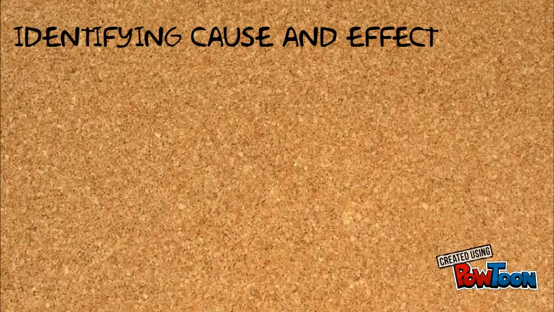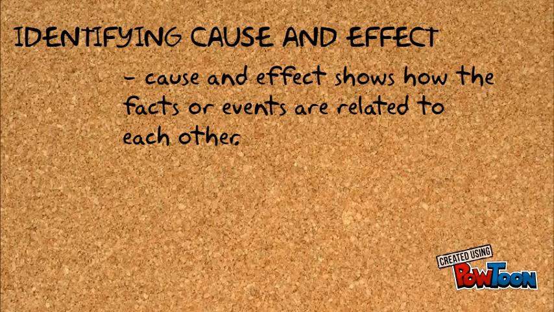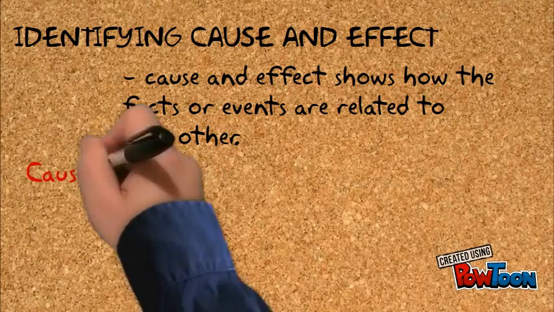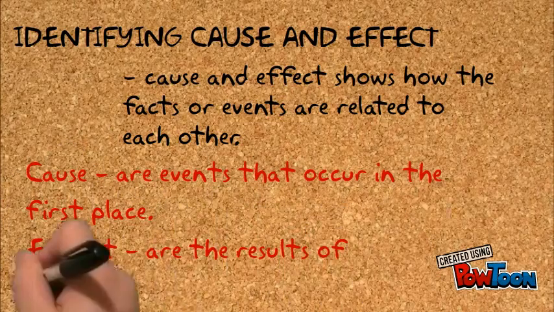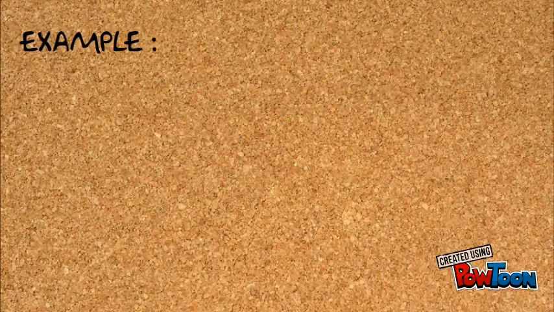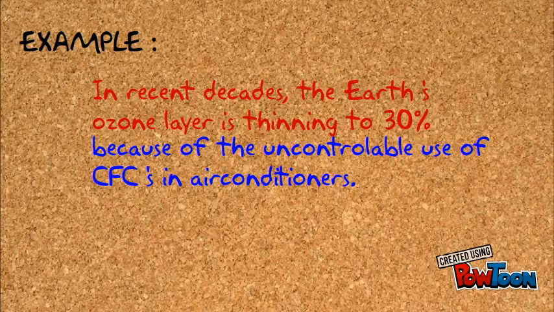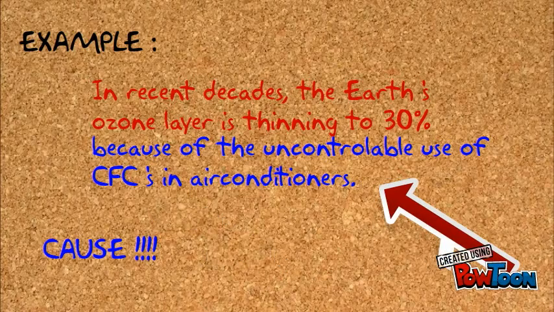Identifying cause and effect. Cause and effect shows how facts or events are related to each other. Causes are events that occur in the first place, while the effects are the results of what happened from the cause. Example: in recent decades, the Earth's ozone layer is thinning to 30% because of the uncontrollable use of CFCs in aircons. From the example, to be able to find the cause, you must find where the events came from. In the example, the cause is uncontrollable use of CFCs in aircons.